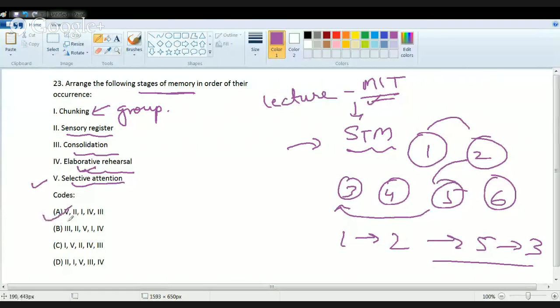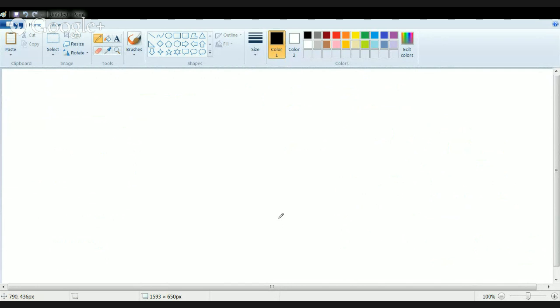So the correct order is A, that is selective attention, sensory register, chunking, elaborative rehearsal, and finally consolidation. Now let's talk about the next question. The next question is a really interesting question.